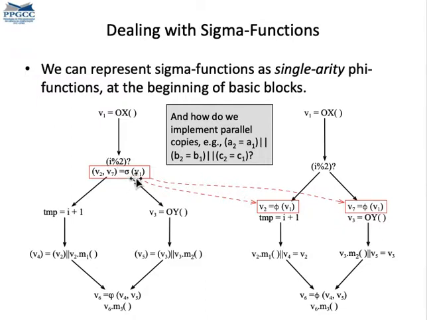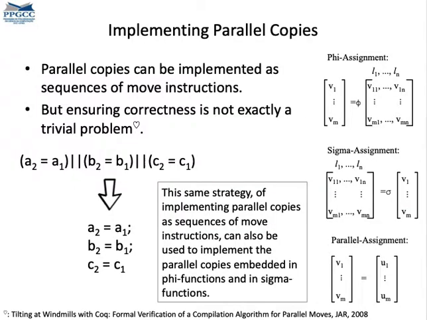So in this example, this sigma function has been replaced with two phi functions of single arity. I mean, they take only one argument. That's okay. Thus far, we have seen phi functions taking multiple arguments, but we can have phi functions that receive only one argument. And we can implement parallel copies using ordinary copy instructions. There is even a paper about how to show that this implementation with single moves is correct. This is the paper here from 2008.